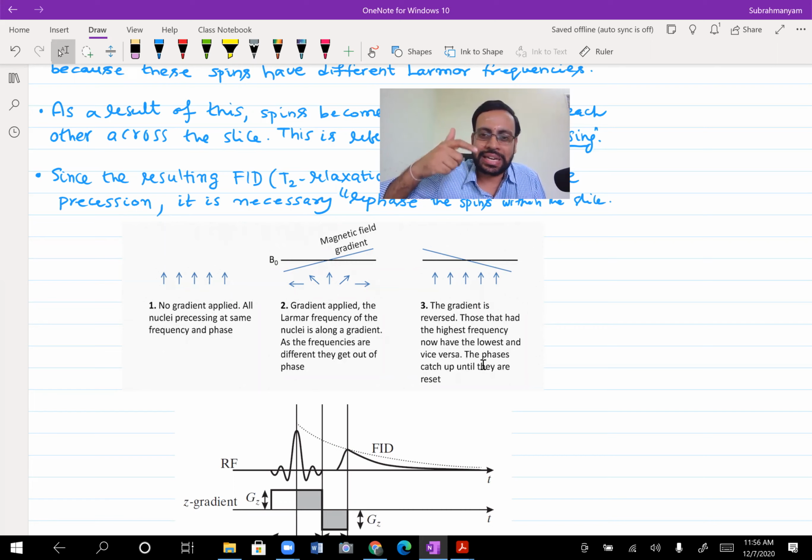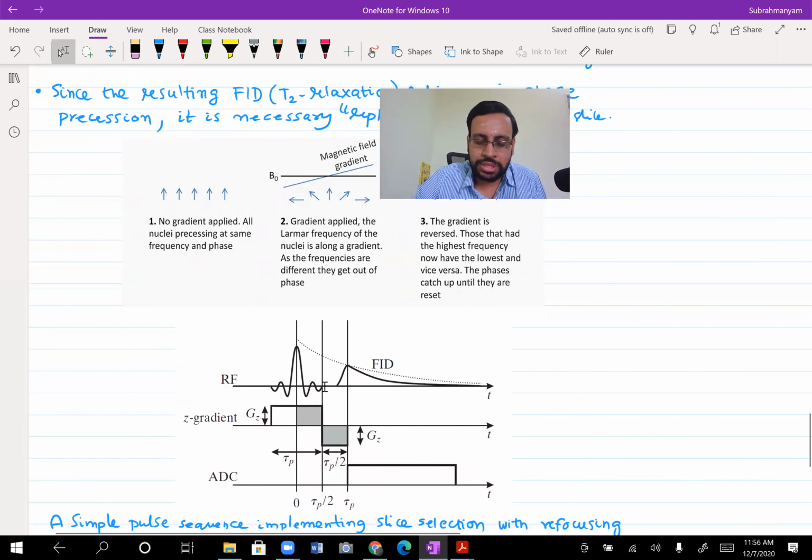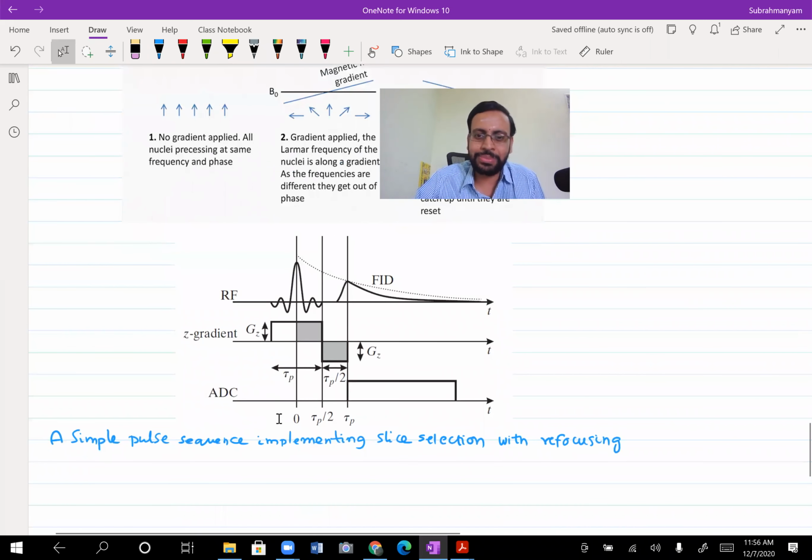There is a slice dephasing happening, because of that you are getting zero signal. Now to address that, you are applying a refocusing gradient, which, for instance, if the earlier Gz is like this, you are taking the negative slope of it. So this is how it would look. There is one more detail here to understand this.